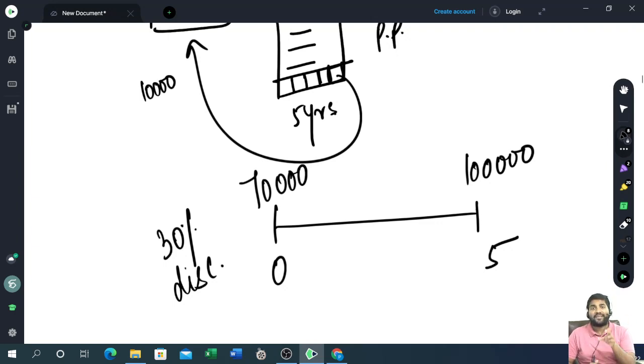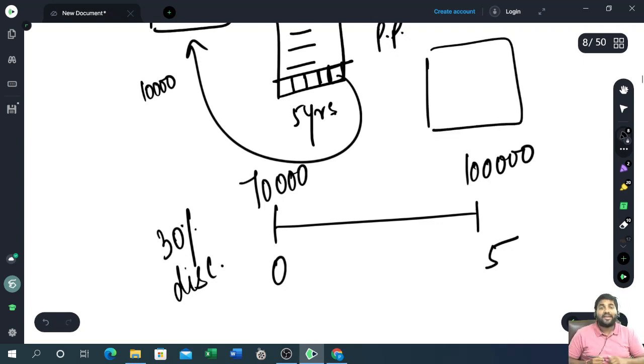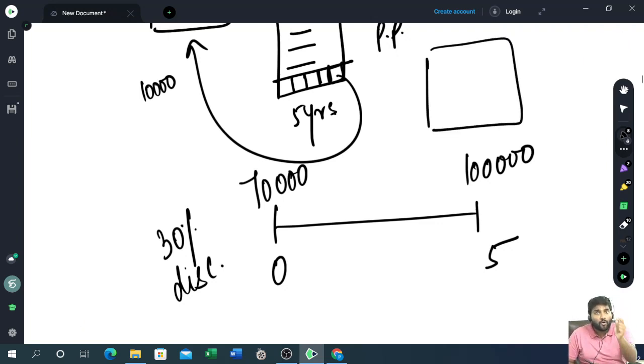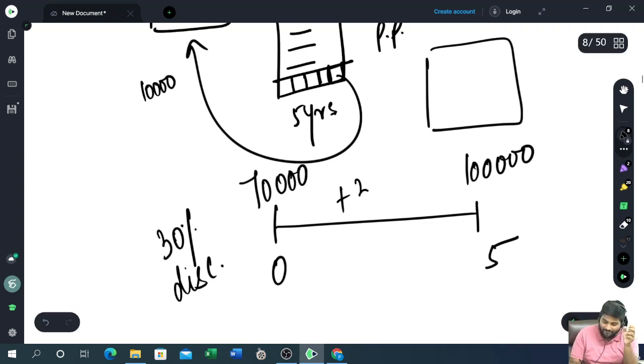In this type of arrangement, the bond is issued at a discount and it is redeemed at par. At par means that zero coupon bond is a certificate. It will be mentioned that whoever holds this bond after 5 years is going to get 1 lakh rupees. Okay. So what benefit I am getting? I am getting the benefit of 30,000 extra.